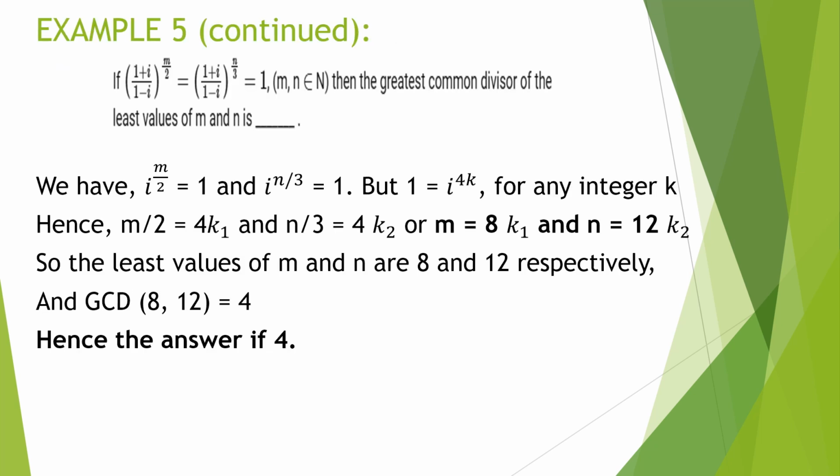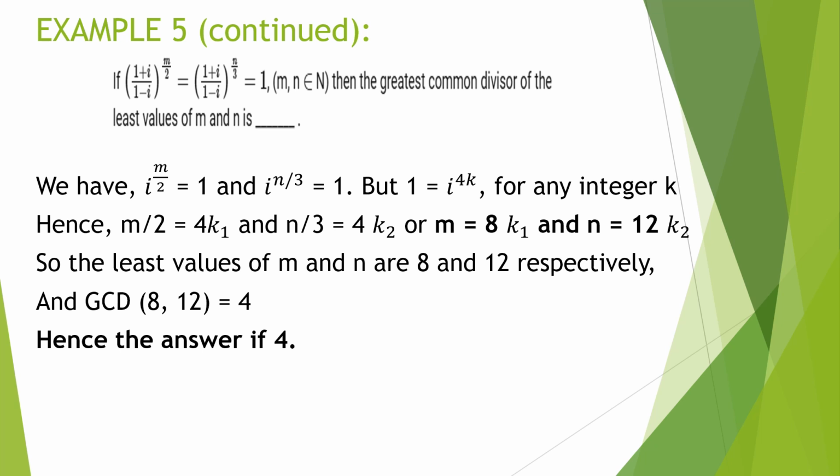Continuing with the example, we know that i raised to 4k is equal to 1 for any integer k. So since i raised to m by 2 is 1, that means m by 2 has to be of the type 4k1, where k1 is any integer. Same way i raised to n by 3 is 1, so n by 3 has to be of the type 4k2 for some k2. So now over here, what will be your m? m will be equal to 4 into 2k1, means 8k1, and n will be equal to 4 into 3, means 12k2.